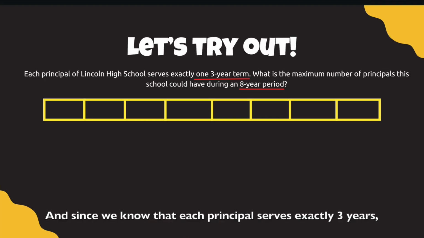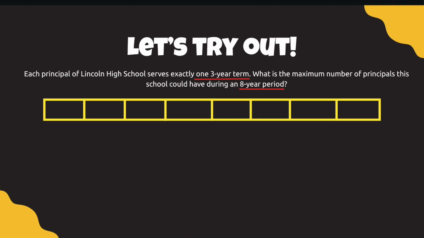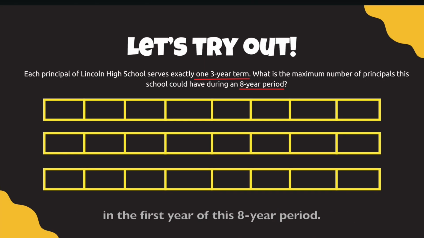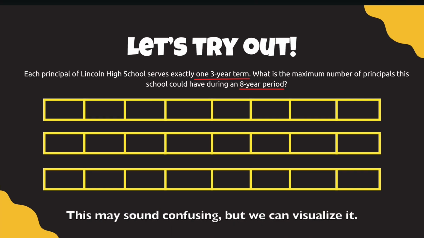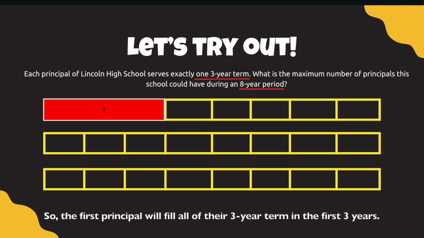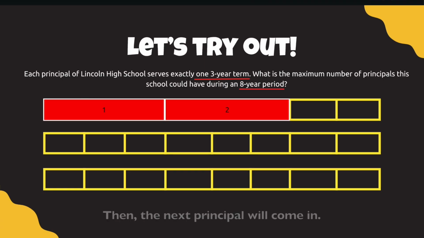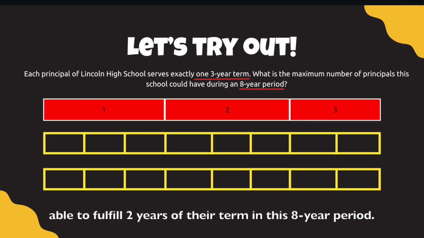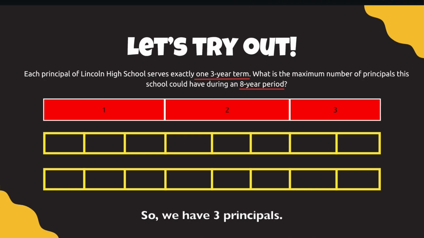And since we know that each principal serves exactly 3 years, I guess we can come up with 3 cases. The first case would be when a principal is in the first year of his term at the start of the 8-year period. This may sound confusing, but we can visualize it. So the first principal will fill all of his 3-year term in the first 3 years. Then the next principal will come in. Okay, so 2 years are left now. So the third principal will only be able to fulfill 2 years of his term in this 8-year period. So we have 3 principals.